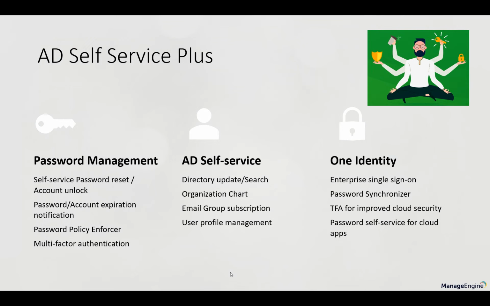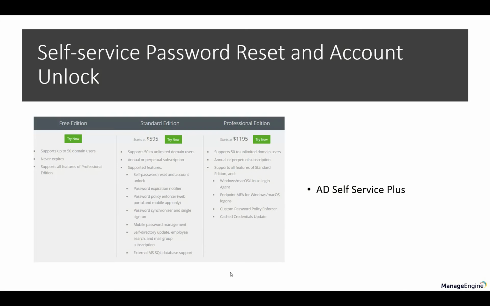The one identity feature in AD Self-Service Plus is going to help users to synchronize passwords with 250 plus supported third-party applications. There's an enterprise single sign-on which helps you manage the identity of your users across these applications. And there's also 2-factor authentication for improved security. AD Self-Service Plus is again available in 3 different editions. The free edition helps you manage 50 domain users, whereas the standard and professional editions start at $595 and $1195 respectively.